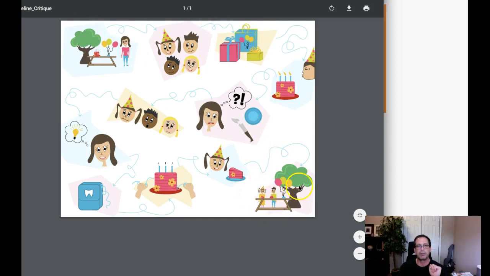Right here is a confusing frame because right now this last scene seemingly is the same as the first. However, the tree is now on the right side instead of the left side. So that's a little problematic, a little confusing.